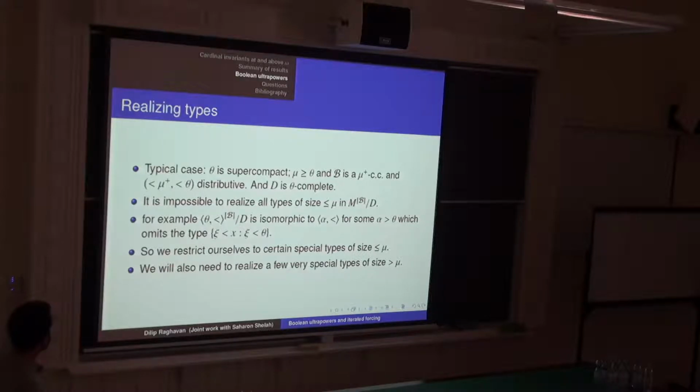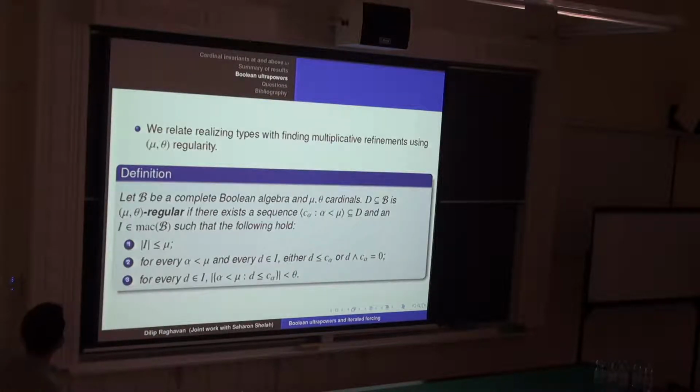So you have to restrict yourself to some very special types. This is somehow easier to do when the size of the type is less than or equal to the chain condition here. I should say less than the chain condition here. It becomes harder when the size of the type is bigger, and then you have to put more restrictions on the type.